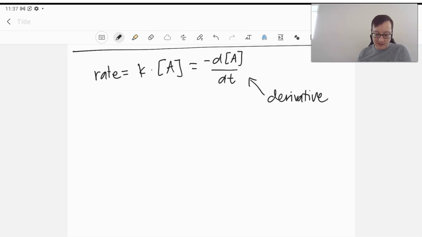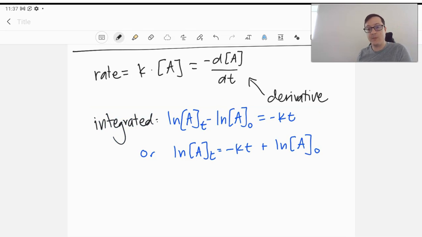Thankfully, we do not need to do the calculus. The magic of copy-paste will save us. If this is integrated, you get the following: the natural log of the concentration at time point t minus the natural log of the concentration initially will be equal to negative kt. Although we very well typically will rearrange this equation to say that the natural log of concentration A at time t is equal to negative kt plus the natural log of our initial concentration.